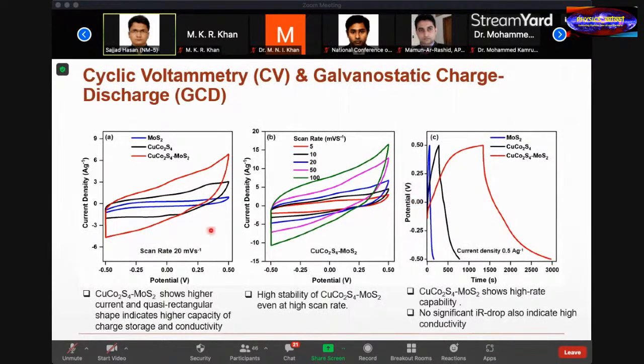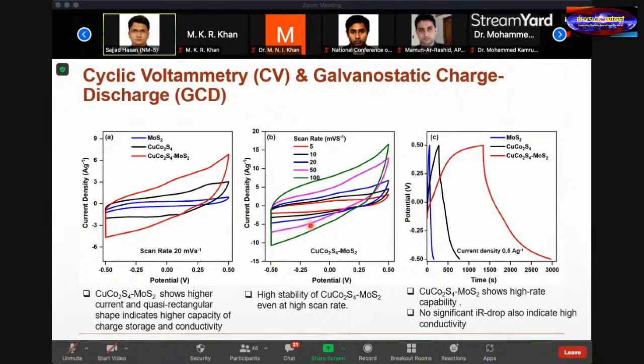For evaluating the electrochemical performance, cyclic voltammetry, galvanostatic charge discharge, and electrochemical impedance spectroscopy were conducted in a 3-electrode system using sodium sulfate solution as electrolyte. This figure presents the CV curves of molybdenum sulfide, copper-cobalt sulfide, and the prepared nanocomposite at a constant scan rate. We can see the nanocomposite has a higher current and larger integrated CV area than the other two samples. Also, the quasi-rectangular shape indicates higher conductivity. The larger area also indicates higher charge storage capability of the nanocomposite.